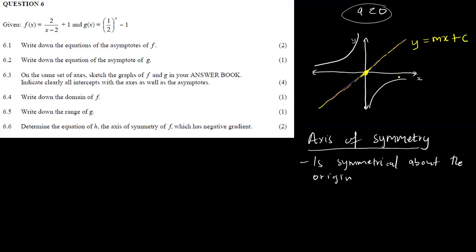Now, having a look at this, always know this: the gradient of the axis of symmetry is equal to 1 all the time. It only depends on whether we have the positive slope or the negative slope.